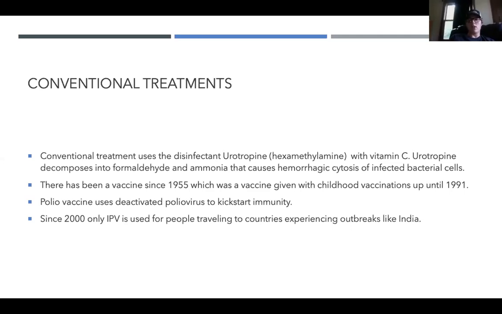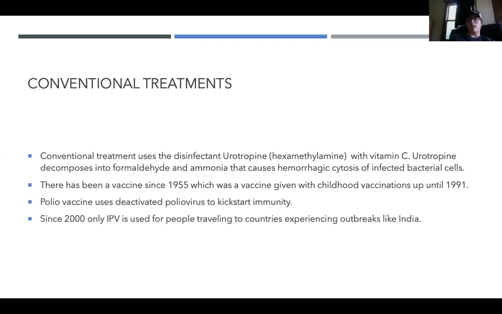And so there has been a vaccine since 1955. That was developed by Jonas Salk, who's one of the great fathers of vaccines. So that's really cool, just fun facts. The vaccine was given as part of your childhood immunization, like your kindergarten shots and such, up until 1991.